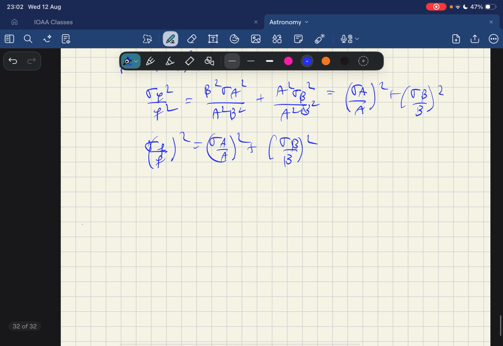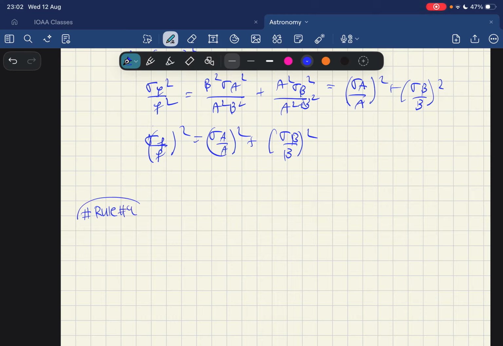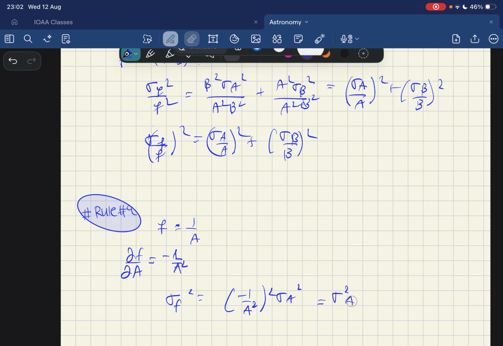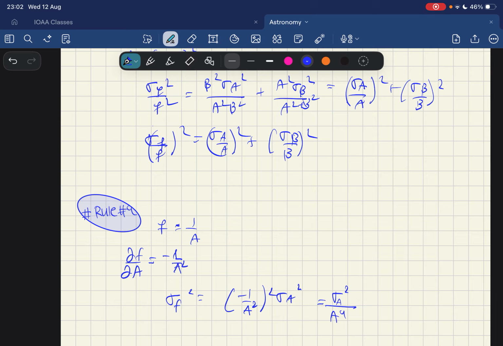Let's say rule number 4, for example, f equals 1 by a for reciprocals. Then let's derive the formula. Del f by del a will be minus 1 by a squared. Then sigma f squared equals (minus 1 by a squared) squared times sigma a squared, which equals sigma a squared divided by a to the power 4, because sigma f will be sigma a divided by a squared. So by this we will get sigma f approximately equal to sigma a by a squared.